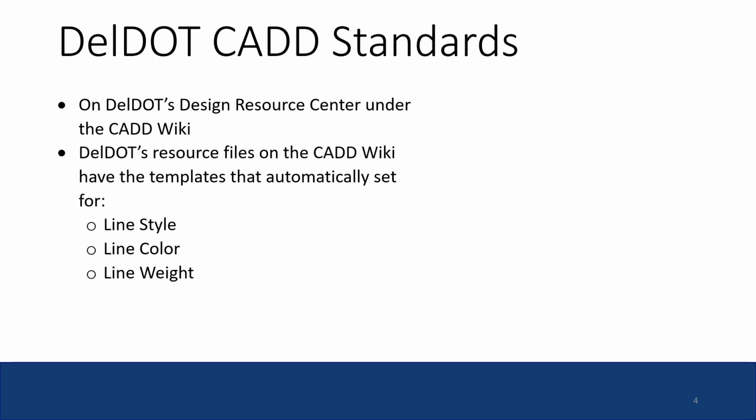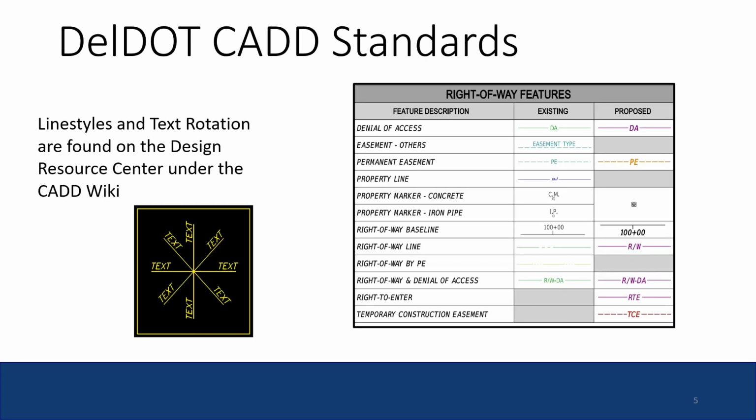DelDOT's CAD standards are located on DelDOT's Design Resource Center under the CAD Wiki. DelDOT's resource files on the CAD Wiki have the templates that are automatically set for line style, line color, and line weight. Line styles and text rotation are found on the Design Resource Center under the CAD Wiki.